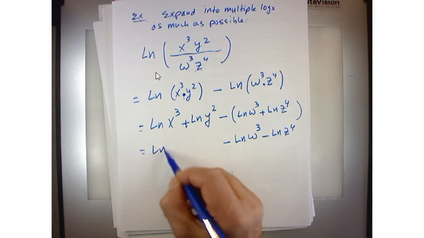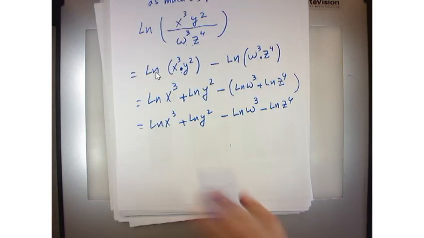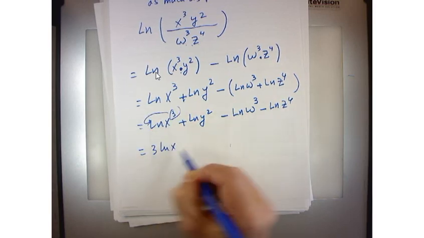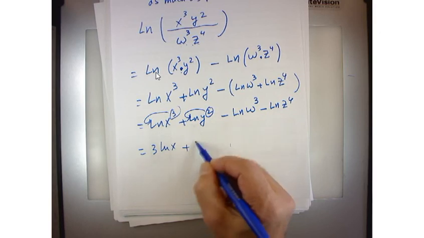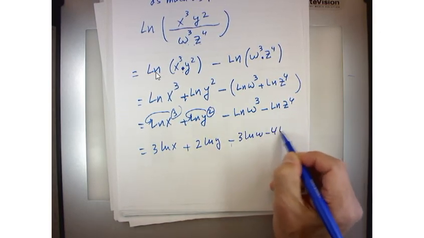This is ln of x cubed plus ln of y squared. And now the power rule says each power has to be multiplied by the log, assuming all these logs are defined. Minus 3 ln of w minus 4 ln of z.